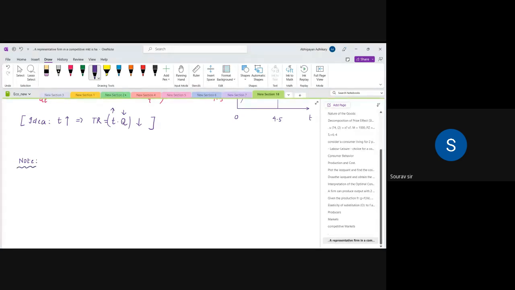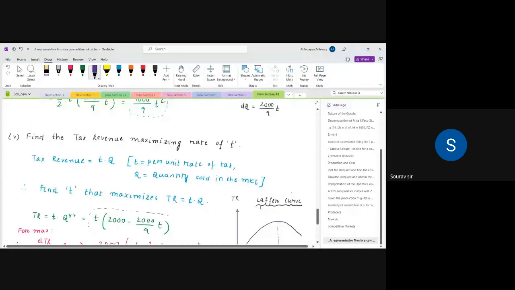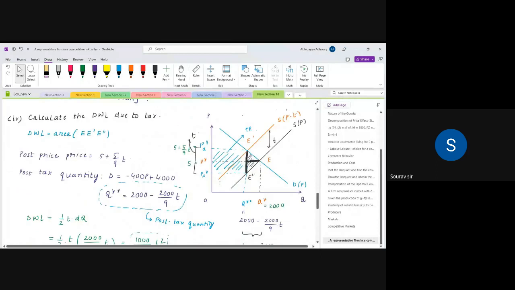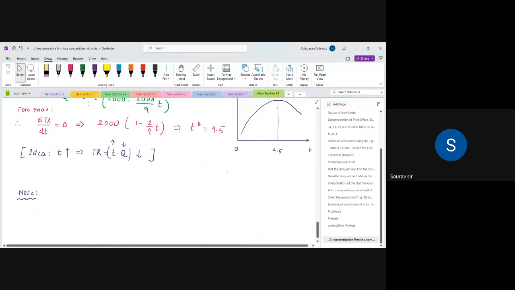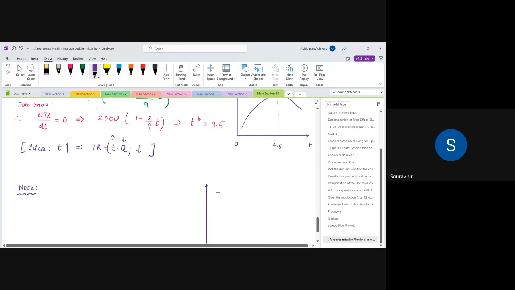So in this question that we did, we have linear equations, right? The demand is a linear equation, the supply is a linear equation. That is why when we went on to calculate the deadweight loss, we could simply see that it is a triangle and use the formula half into base into height. But what if this is not the case? It is some non-linear curve. Then how are we going to find the deadweight loss?